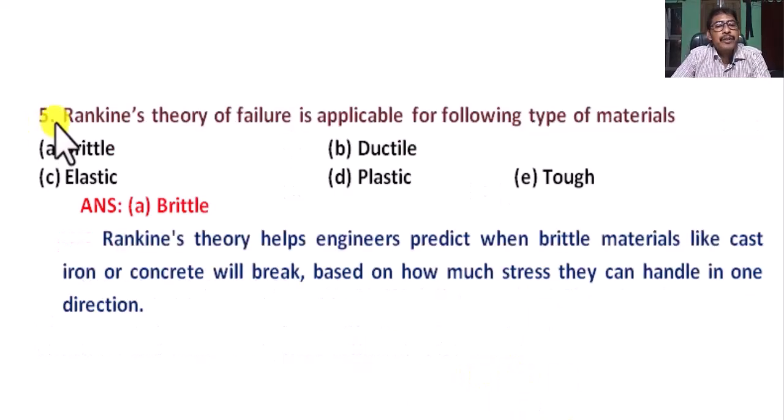Question number 5. Rankine's theory of failure is applicable for the following types of materials: option A, brittle; option B, ductile; option C, elastic; option D, plastic; option E, tough. Correct answer is A, brittle. Rankine's theory helps engineers predict when brittle materials like cast iron or concrete will break, based on how much stress they can handle in one direction.